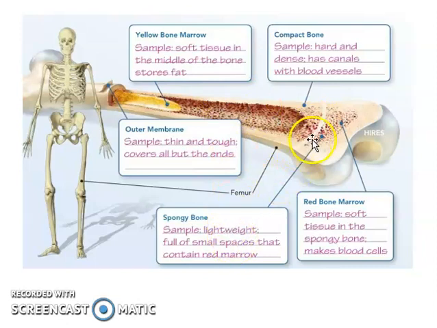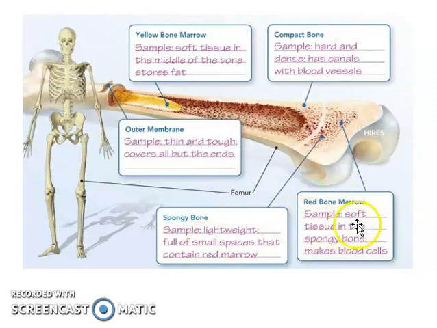Spongy bone is here. It is also light and full of spaces that contain red marrow. It has spaces so that red blood cells can pass through it. It says here that you can see bone marrow in the spongy bone.